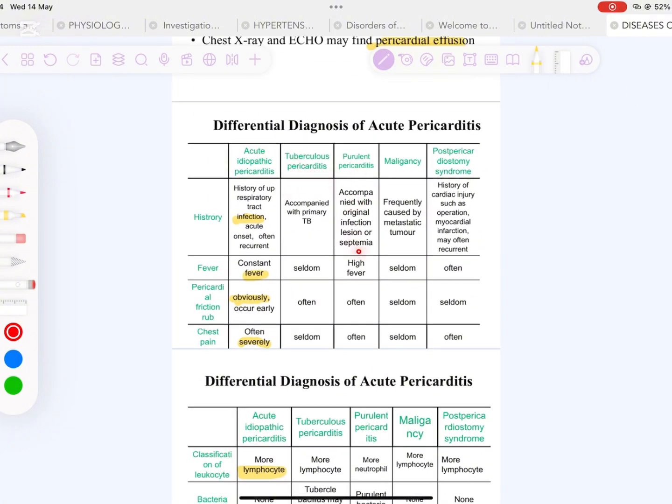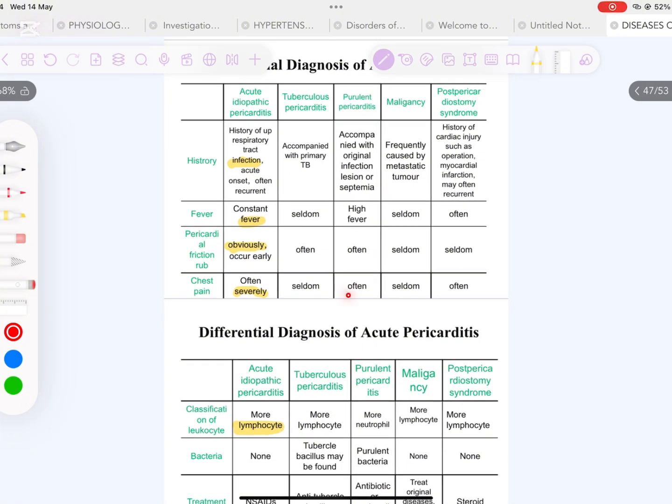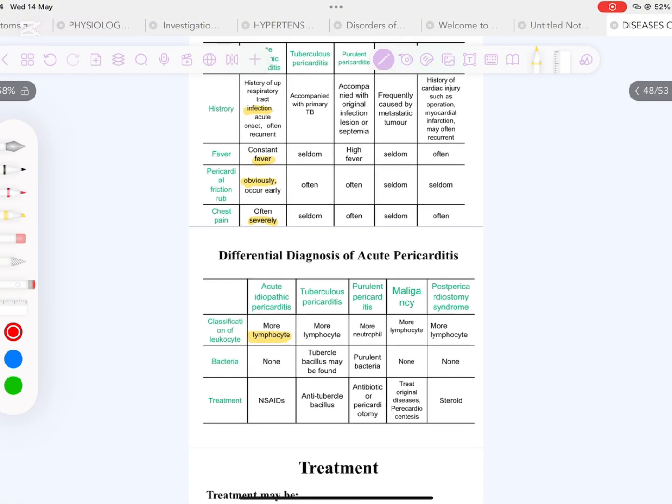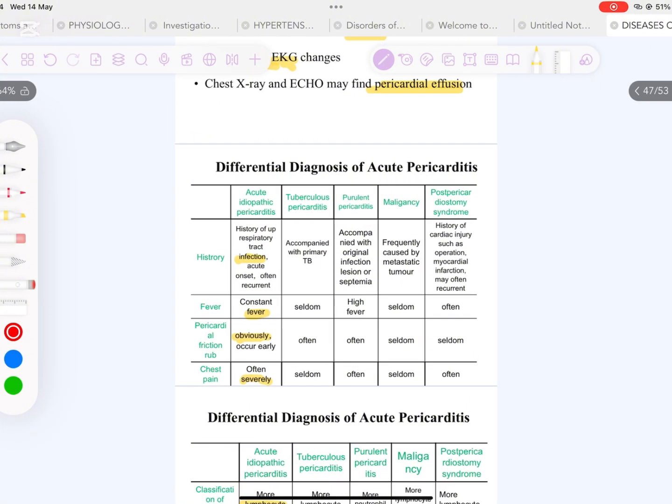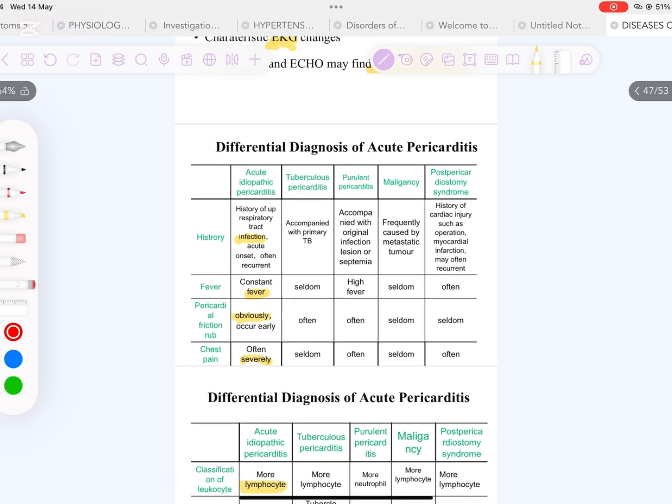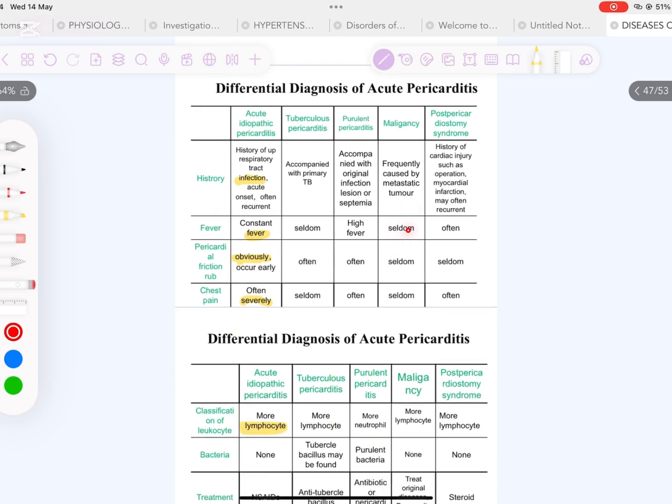Then for purulent pericarditis, accompanied with an original infection, lesion, or septicemia, there's high fever. Of course, we should be expecting pericardial friction rub. Chest pain, often. More neutrophils. Purulent bacteria. Then start suspecting purulent pericarditis, and you give antibiotics because it's bacteria.